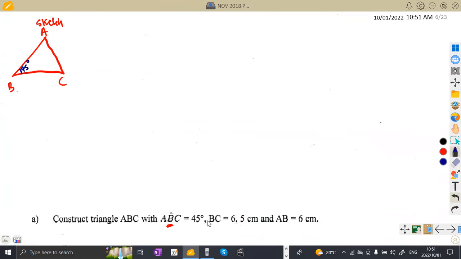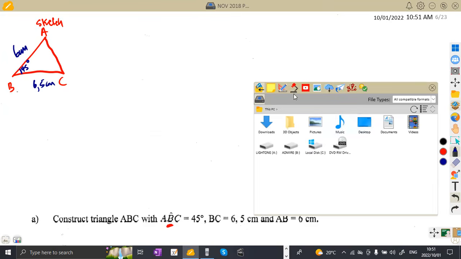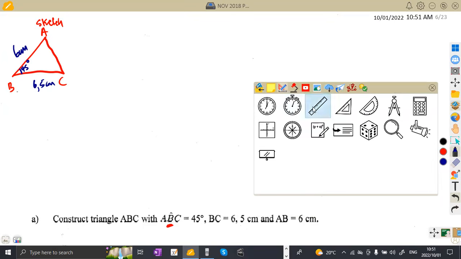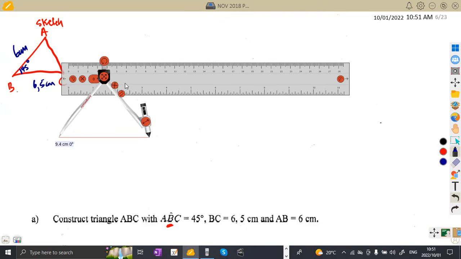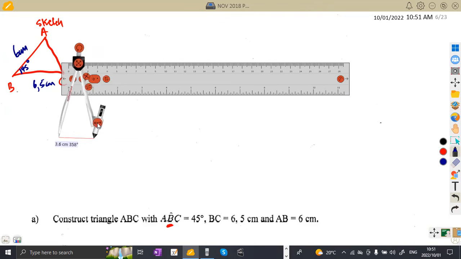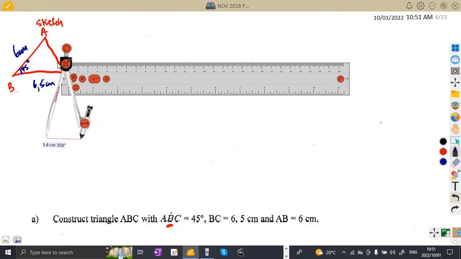Okay. From B to C, 6.5 centimeters. A to B is 6 centimeters. An easy sketch actually. So that's it. Let us have our construction tools so that we can be able to do the constructions that we are being asked here. I think this one is a nice question. Actually, there's nothing much. All right, so for the meantime, let me just put this one aside here.